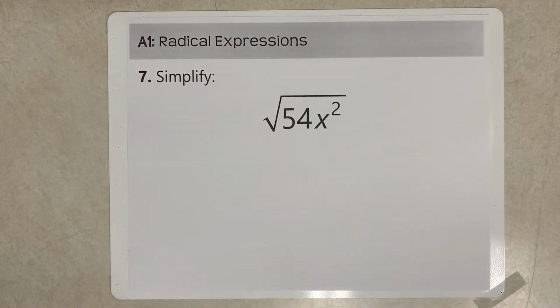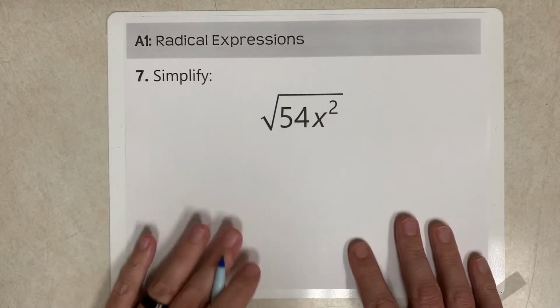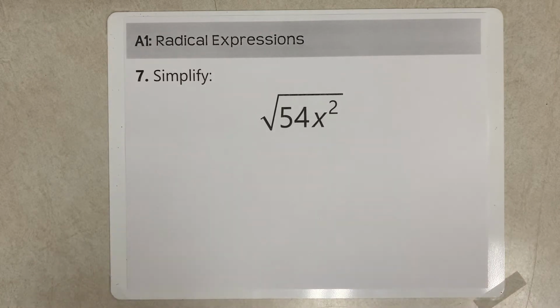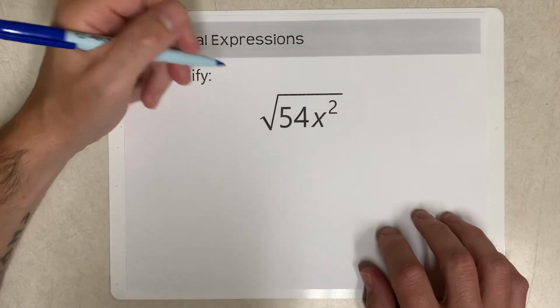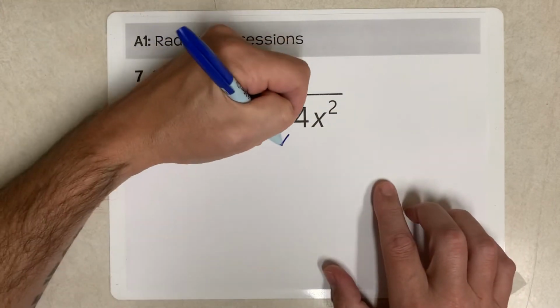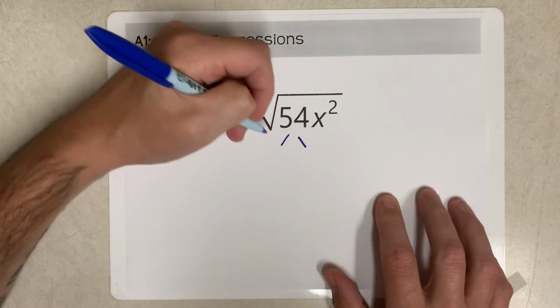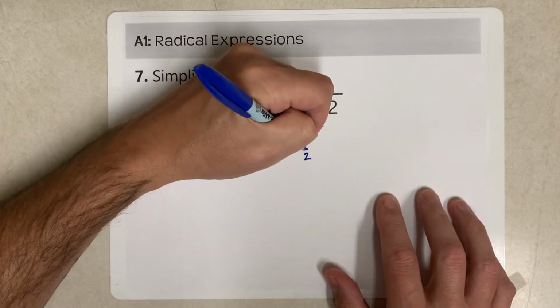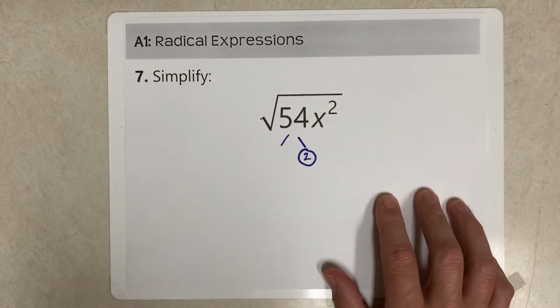All right, so now we have 54x squared. Now we have some variables underneath, and we're going to see what to do with those. So the first thing you want to do when you have variables and numbers is break the number down. So we're going to break our number down here. 54, let's go by 2 again. So 54 divided by 2 would be 27.